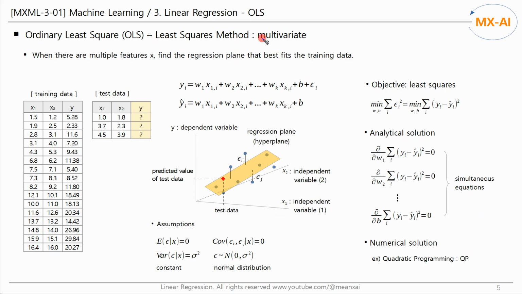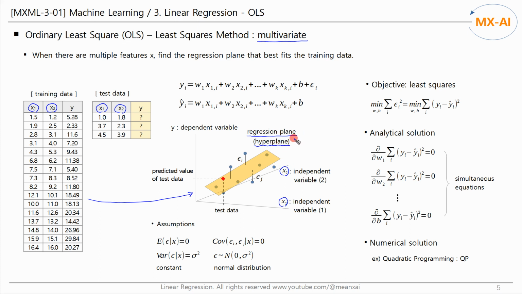Next, let's look at the data with multiple features. There are multiple features in the training and test data. Given two features, the data points can be plotted in 3D space as follows. There are two x-axes that are independent variables. In this case, we use a regression plane instead of a regression line. If there are many features x, it becomes a regression hyperplane.